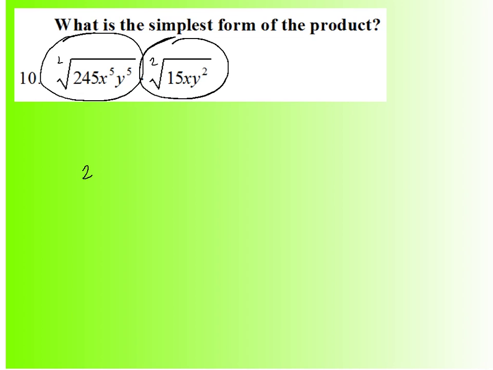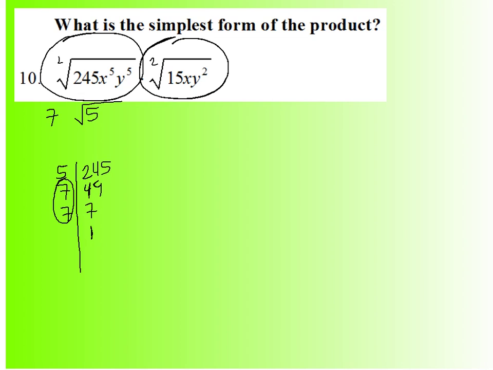So 245 is a really big number. So let's simplify that. I know that 5 goes into it, and let's see, 5 goes into 24 4 times, with 4 left over, so 5 goes into 45 9 times. And then 7 goes into 49 7 times, and 7 goes into 7 once. So I have a group of 7's that come out. Left inside is going to be that 5.